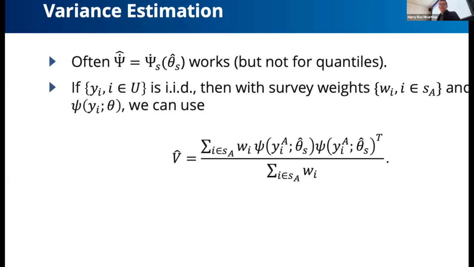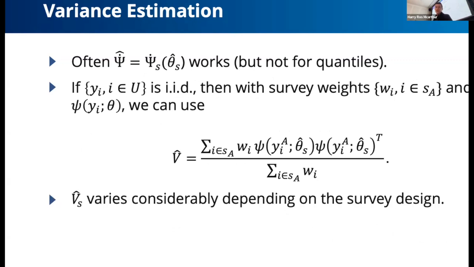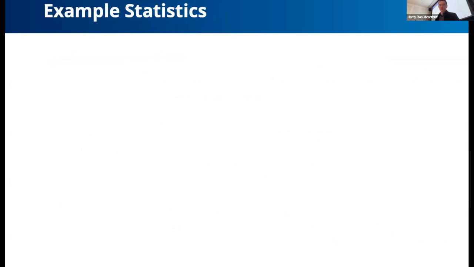And I've put on this slide formulas that you can use to solve for those previous quantities in order to get those standard errors, with the exception of V hat S here, which varies considerably based on the survey design, or the set of survey designs, that you're working with and optimizing.